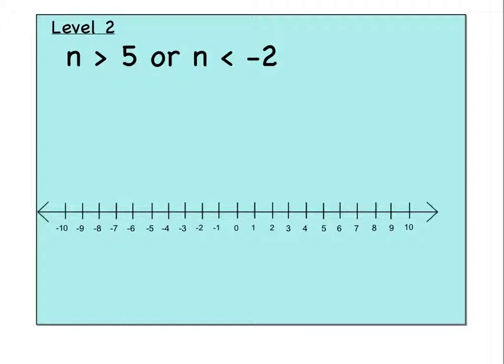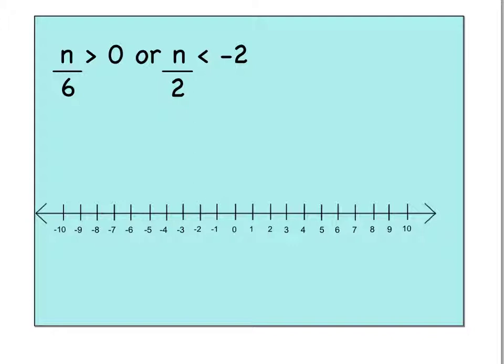So here we have to graph n is greater than 5, so we're going to put an open circle, shade to the right, and we're going to also graph n is less than negative 2, so open circle, shade to the left. These two pieces here fulfill both of our inequalities that are listed above.